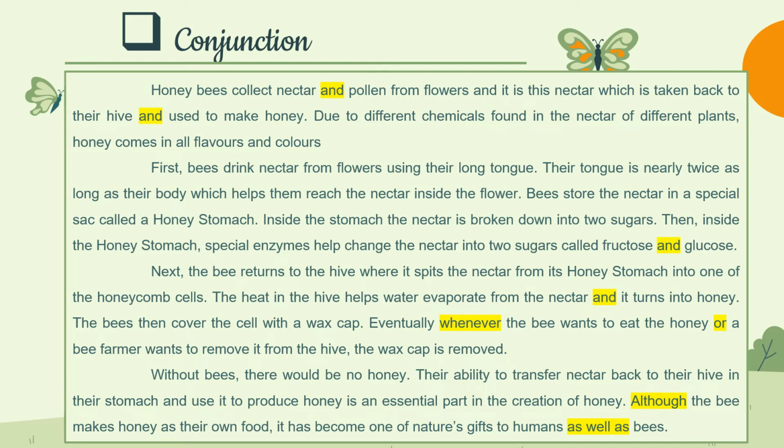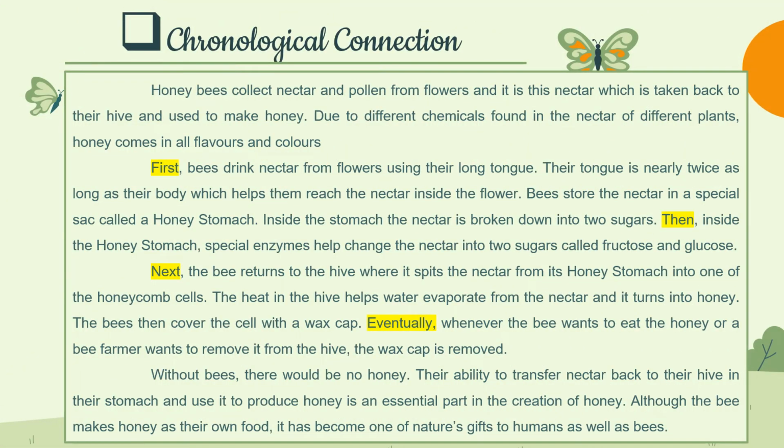Next, conjunction. It is a word used to connect clauses or sentences or to coordinate words in the same clause. For example, and, whenever, or, although, as well as, etc. Then there is chronological connection. It is subordinating conjunctions which can be used to connect an action or an event to a point in time. For example, first, then, next, eventually, etc.